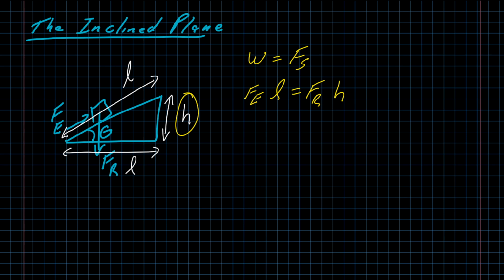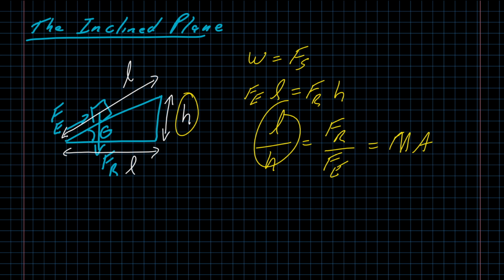And if I just play a bit of a rearranging game, divide both sides of this equation by h and by F sub E, then we get that L over h is equal to F sub R over F sub E. And remember, F sub R over F sub E is the mechanical advantage. So the ratio of the distance across the floor to the distance that you're trying to push upward is the mechanical advantage.